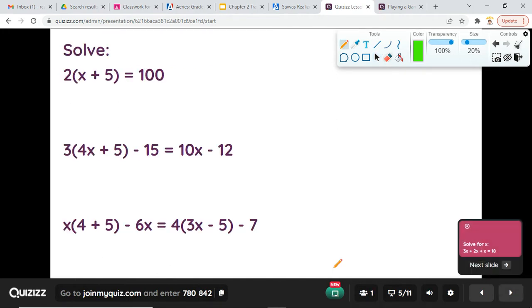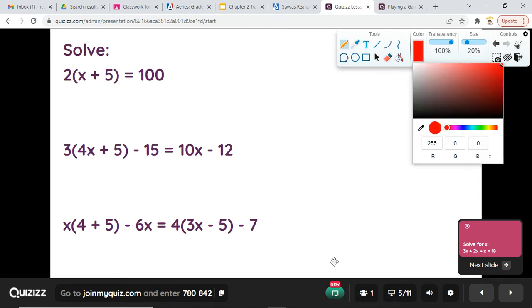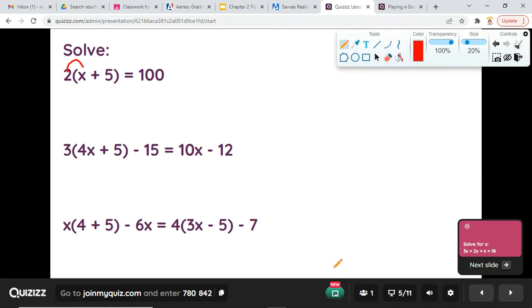2 times x plus 5 is equal to 100. So remember, when you have a number outside the parentheses like we do here, we need to take that number and distribute it, or multiply it, by both numbers inside the parentheses, okay? So this would be 2 times x, or 2x, plus 2 times 5. 2 times 5 is 10. So we got 2x plus 10 is equal to 100.